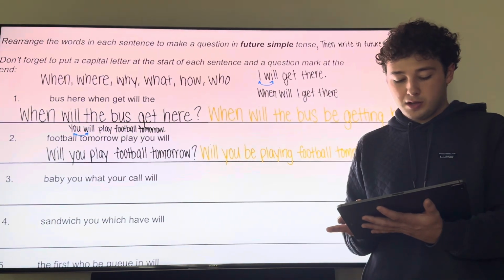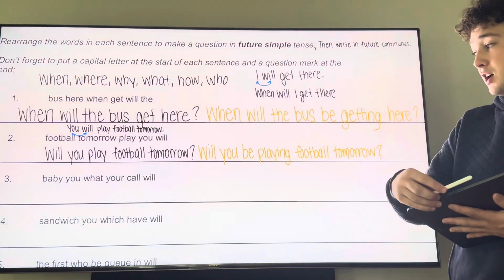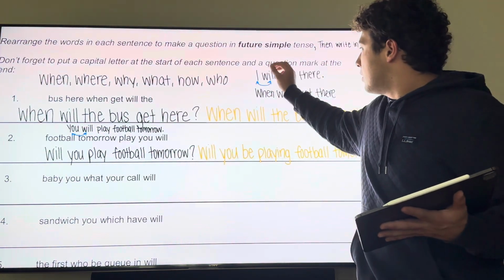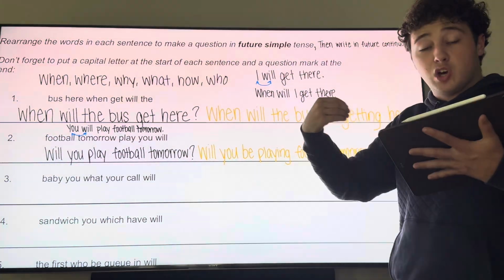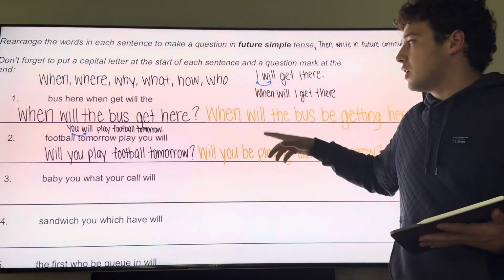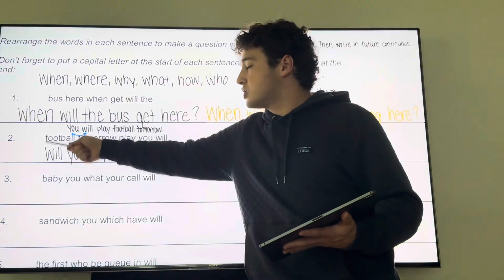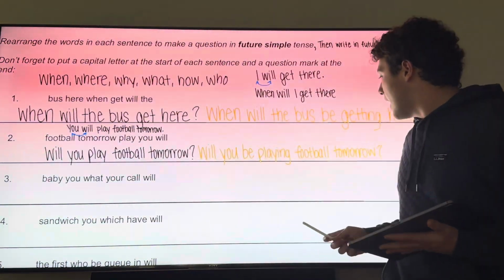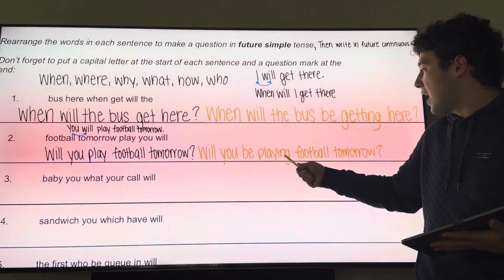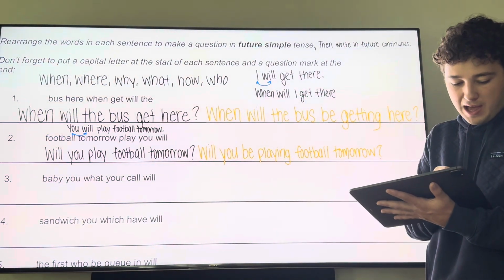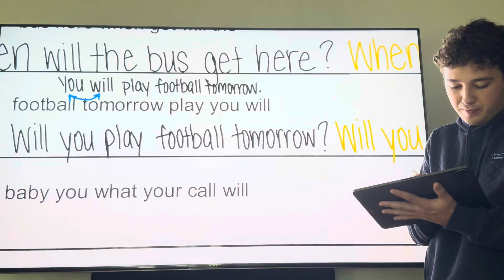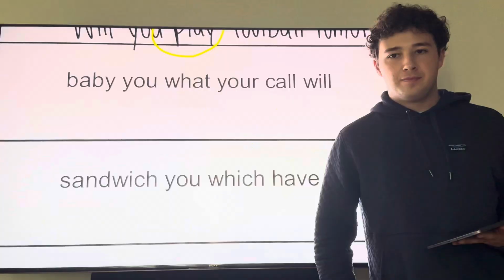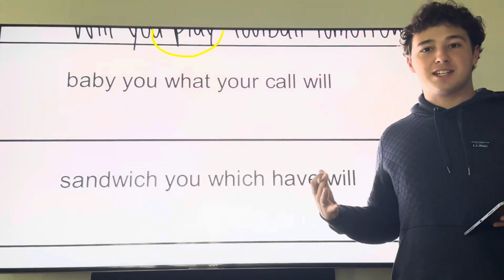Okay, so please go through the rest of these questions. There should be 6 more. And just remember, flip the I and the will to make the question, maybe add a question word, and then once you have the future simple here, to create the future continuous, take the verb and add be, same verb with ing. These are the parts that change. Play becomes be playing.